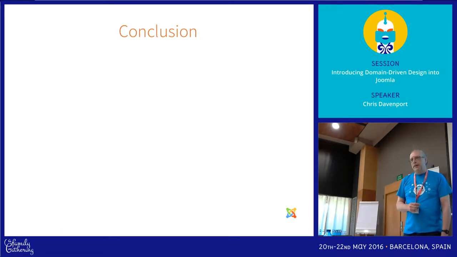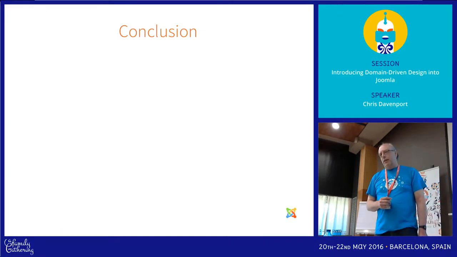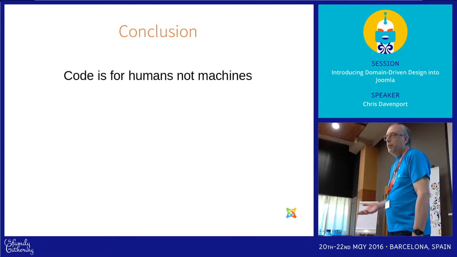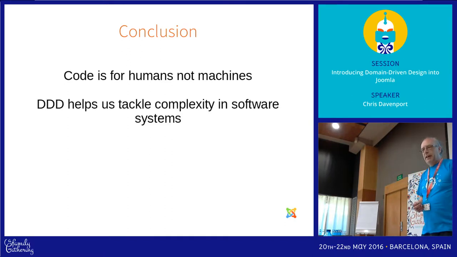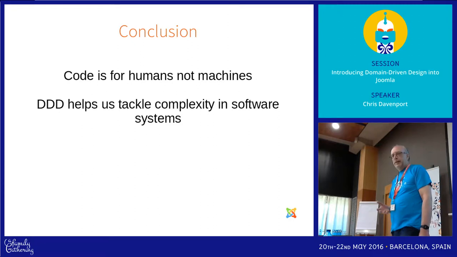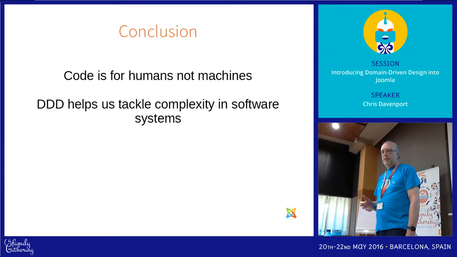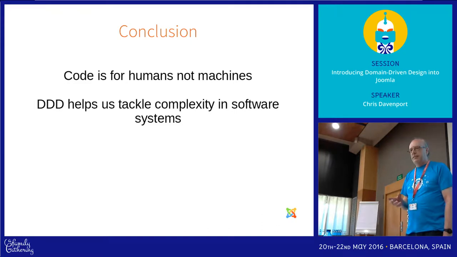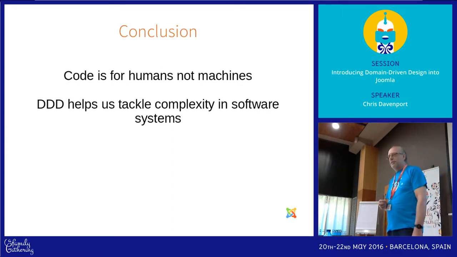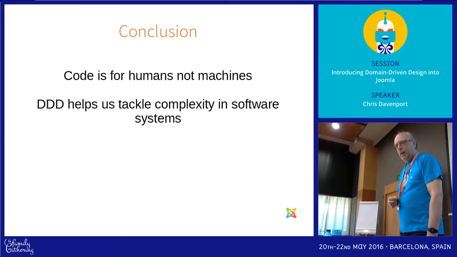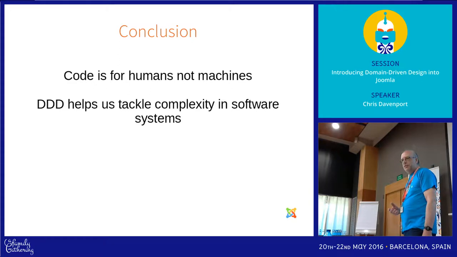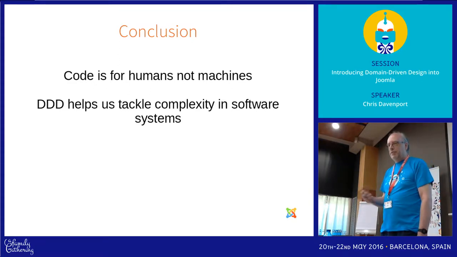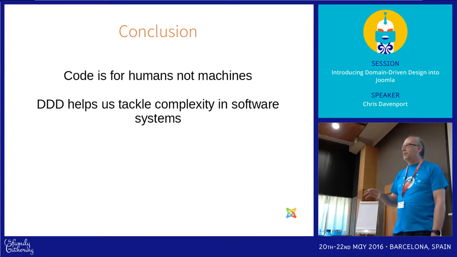So just to wrap this up then, because code is for humans, not machines, we need tools to help us build software systems that can be understood easily. And DDD is such a tool. It provides us with a set of strategies and a set of tactics that help us to tackle complexity. The subtitle of Evans's book is Tackling Complexity at the Heart of Software. It helps us to write code that aligns with the natural grain within the problems that we're trying to solve. And it helps us stand the chance of actually being able to understand the software systems that we've created in the end.